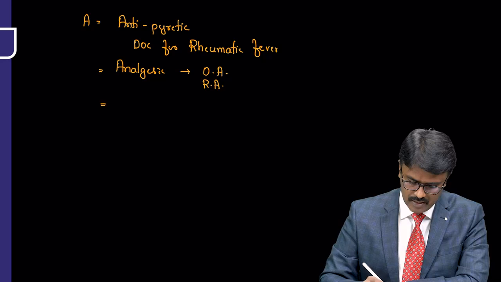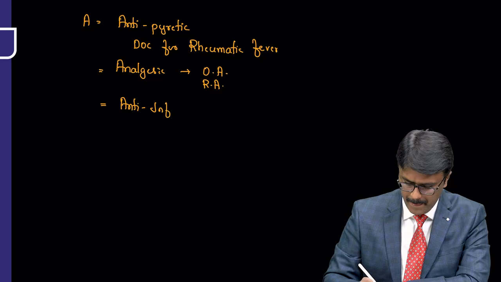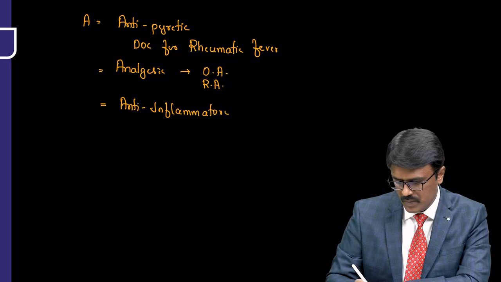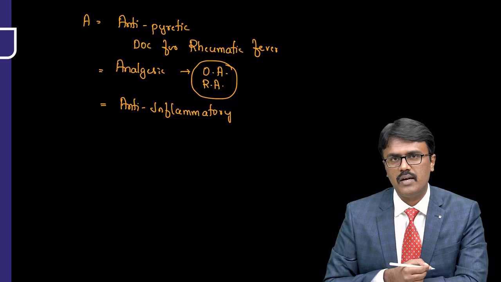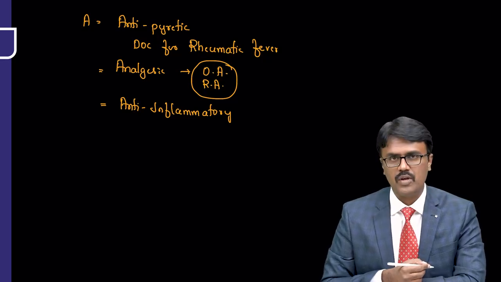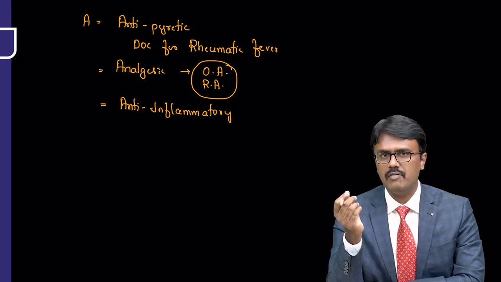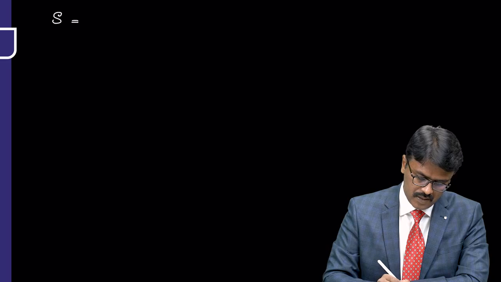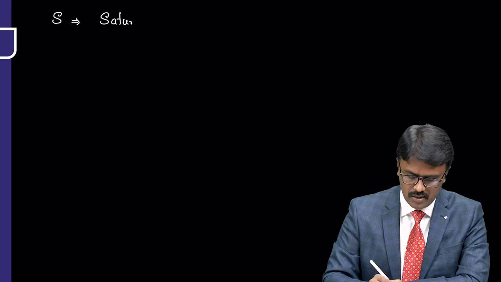Another A, it has anti-inflammatory property. This is the reason it can also be used in osteoarthritis and rheumatoid arthritis. So A stands for antiplatelet, antipyretic, analgesic and anti-inflammatory property. Then the next letter in aspirin is S. The S stands for the drug follows saturation kinetics.